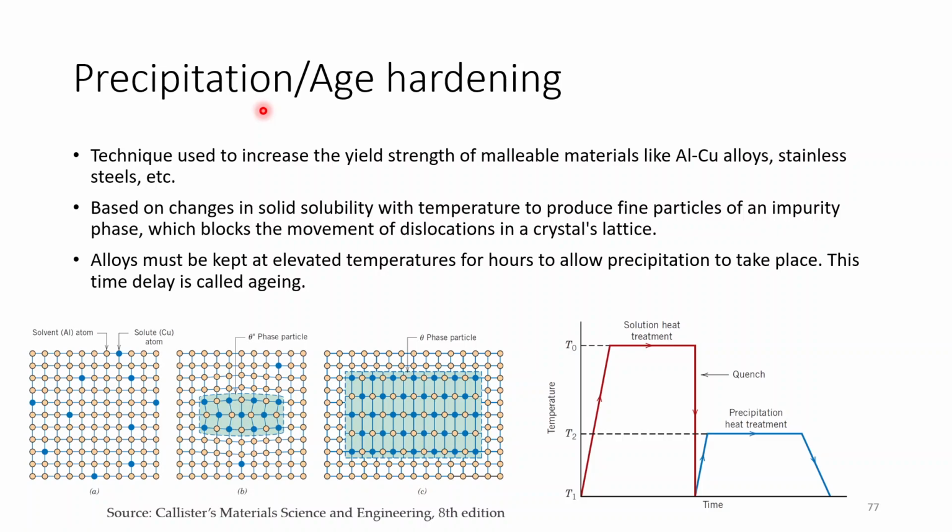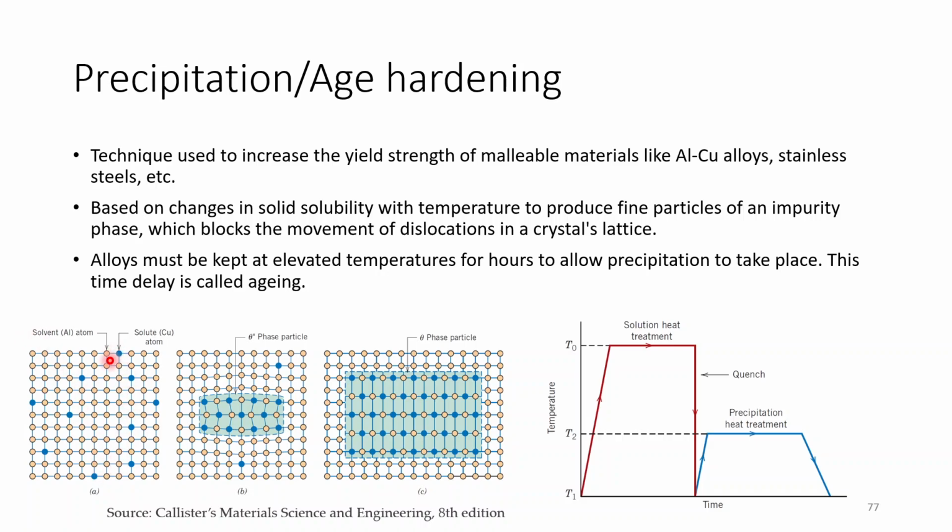Next is precipitation or age hardening. This technique is used to increase the yield strength of malleable materials like aluminum, copper alloys, stainless steels, etc., and is based on changes in solid solubility with temperature to produce fine particles of an impurity phase which blocks the movement of dislocations in a crystal's lattice. Alloys must be kept at elevated temperatures for hours to allow precipitation to take place, and this time delay is called aging.